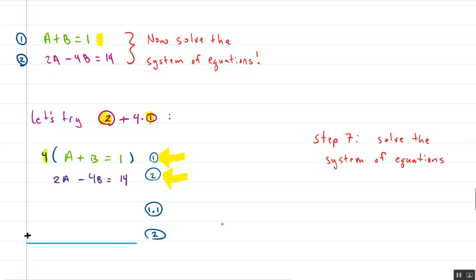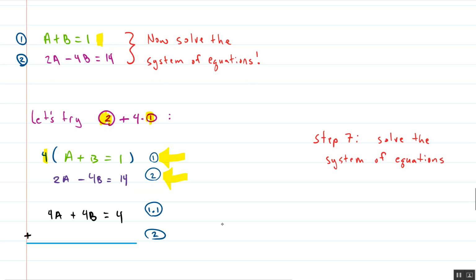So 4 times A gives us 4A. 4 times B gives us 4B. And 4 times 1 gives us 4. And we will call that equation 1.1 because it came from equation 1, but it's not the same as equation 1. So it's our newest version of equation 1. So equation 1.1, and then we have just equation 2 down here.